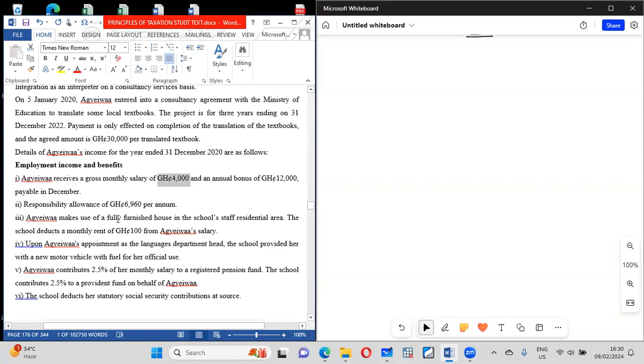Ejewa makes use of a fully furnished house in the school staff residential area. So when it is like this, you have to be very, very careful. Ejewa makes use of a fully furnished house.